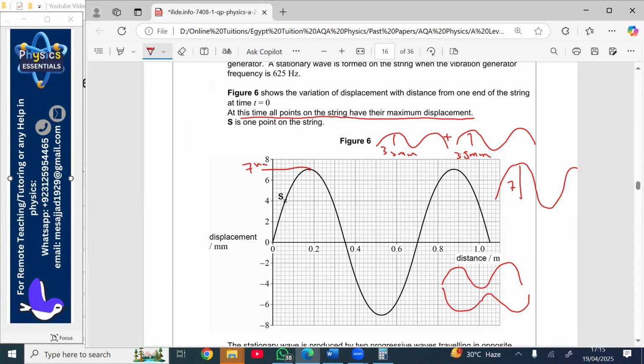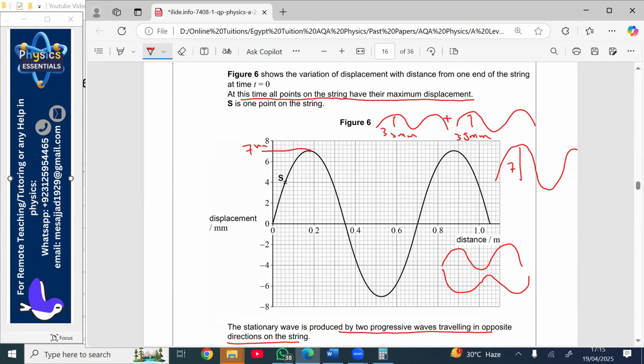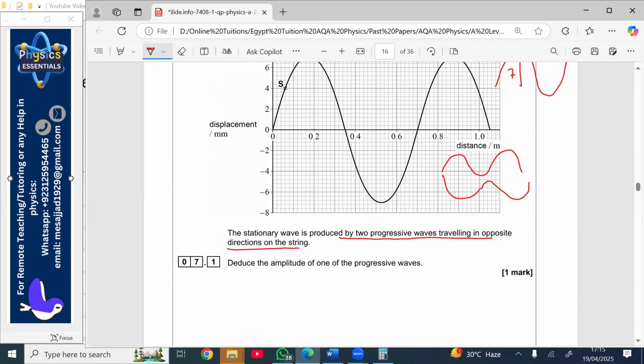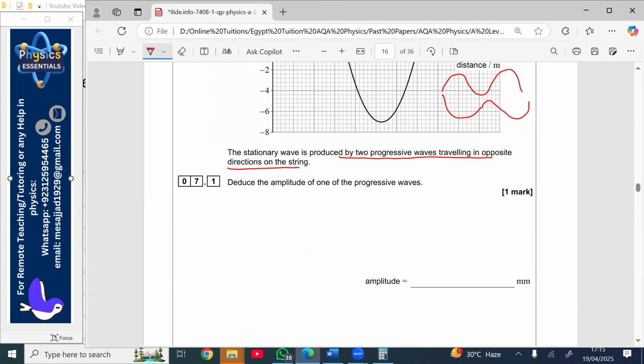Because after this instant, it's quite possible that the waves go like this, but at this instant they are at maximum displacement, so they have to overlap constructively and make a bigger amplitude, a bigger wave, because of this superposition. So one of the progressive waves is actually half of the given one.